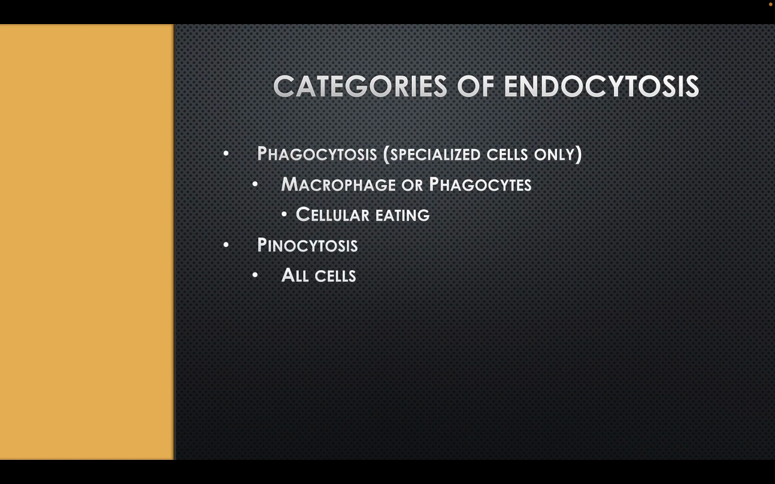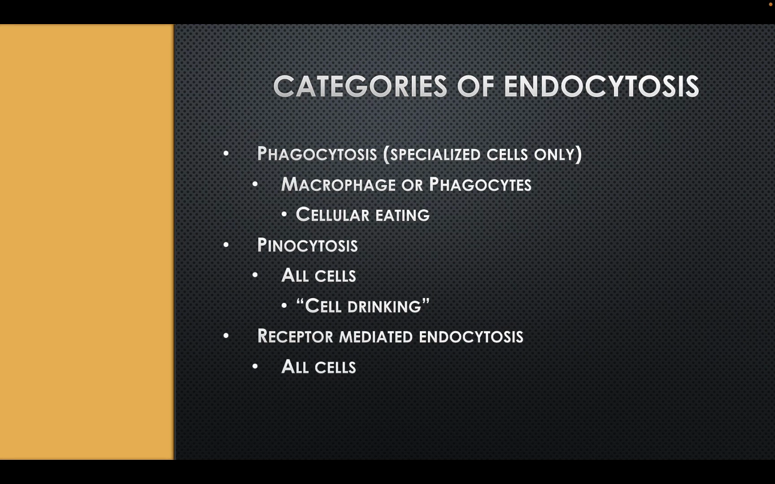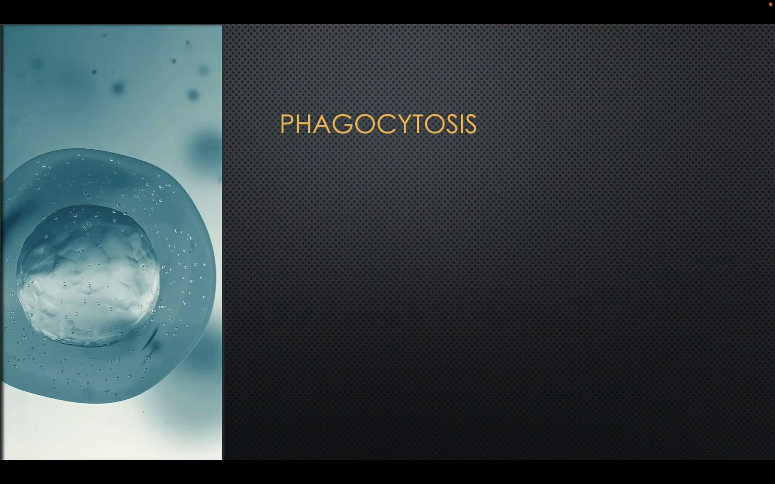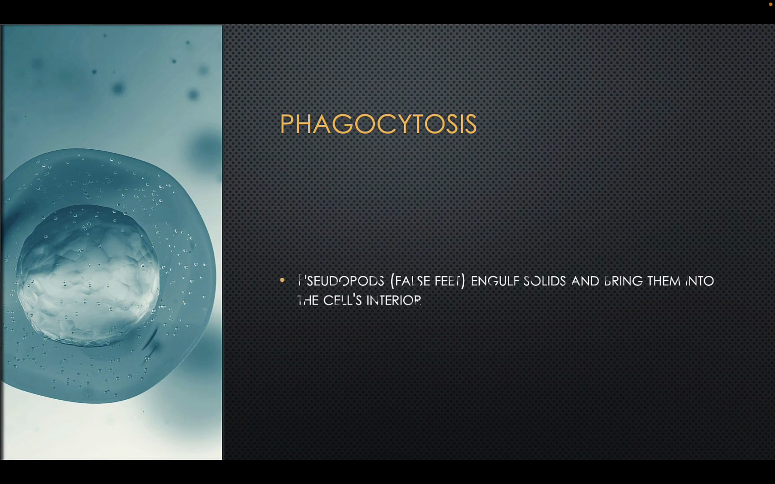Pinocytosis, all cells can do this, and we call pinocytosis cellular drinking. And receptor mediated endocytosis, again, all cells can use this. There's a special process these cells can go through, which is referred to as down regulation. So let's start off talking about phagocytosis.